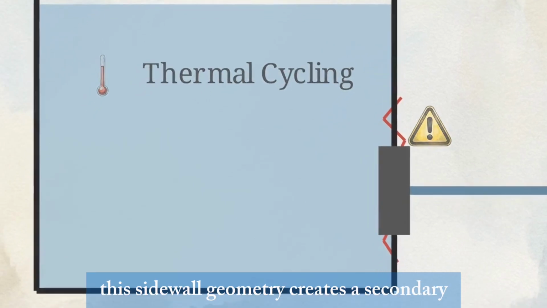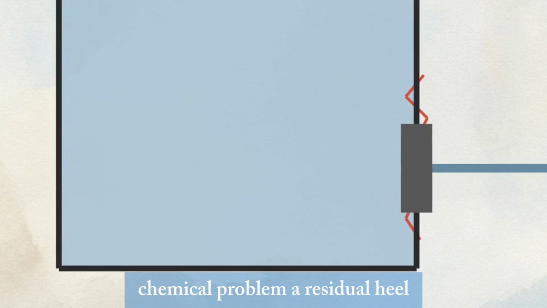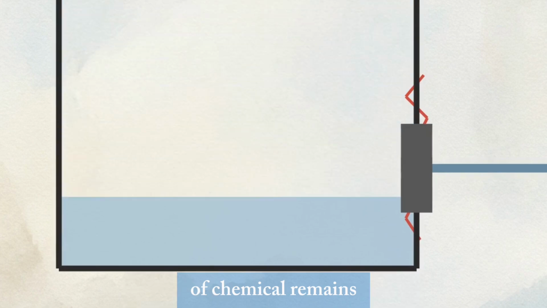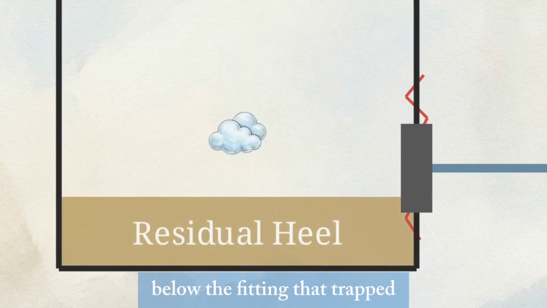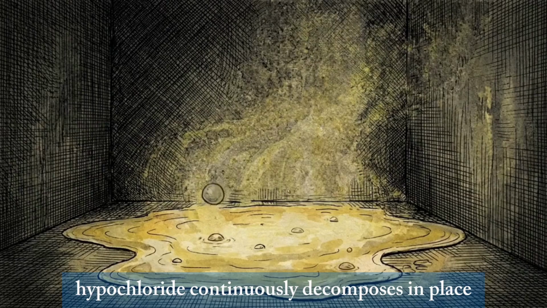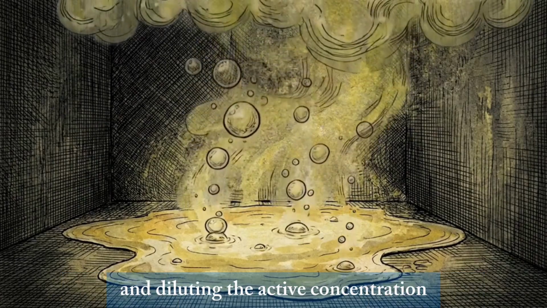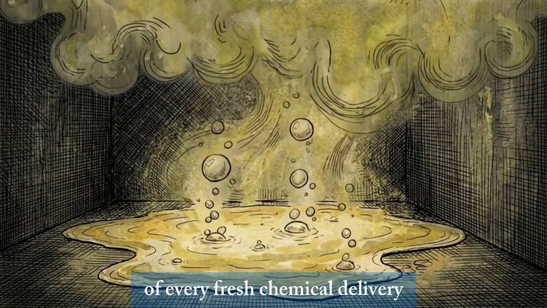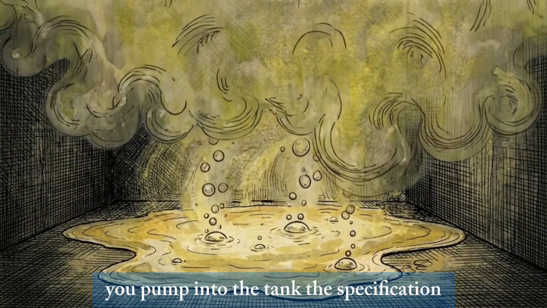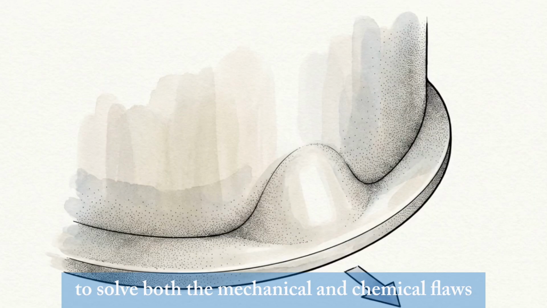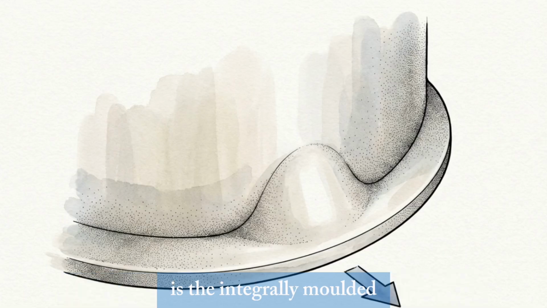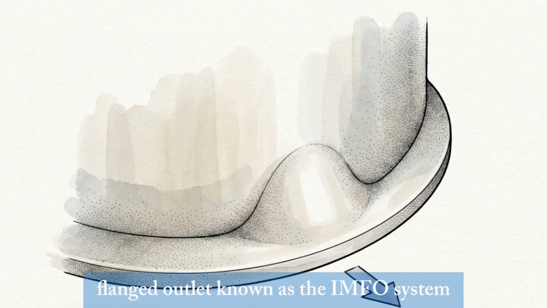This sidewall geometry creates a secondary chemical problem. A residual heel of chemical remains permanently trapped on the flat floor below the fitting. That trapped hypochlorite continuously decomposes in place, off-gassing chlorine and diluting the active concentration of every fresh chemical delivery you pump into the tank. The specification to solve both the mechanical and chemical flaws is the integrally molded flanged outlet, known as the IMFO system.